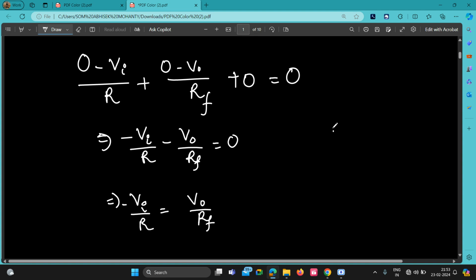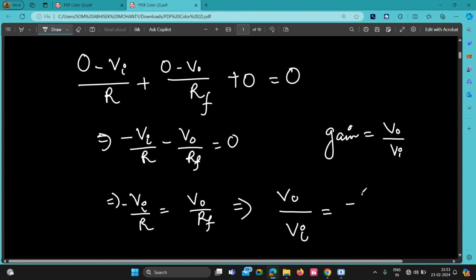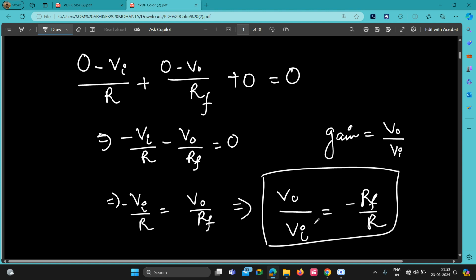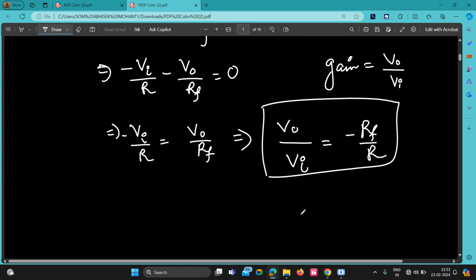What is the gain? Gain is V naught by Vi, V output by V input. So this will go to this side, and V naught by Vi is equal to minus RF by R. This is your gain. This is your gain for the inverting op amp.